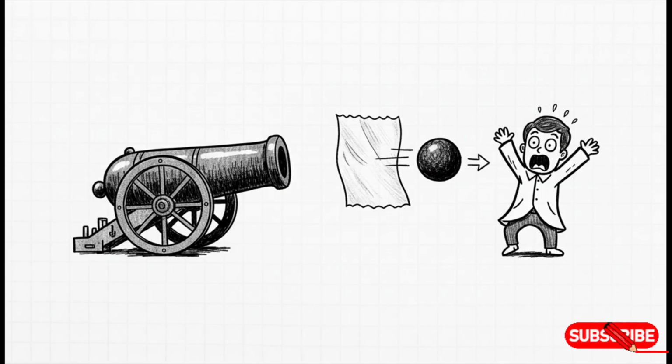They bounced almost straight back where they came from. Rutherford's own words on this are legendary. He said, "It was as if you fired a 15-inch shell at a piece of tissue paper and it came back and hit you." I mean, can you imagine the shock? Something was fundamentally wrong with the plum pudding model.